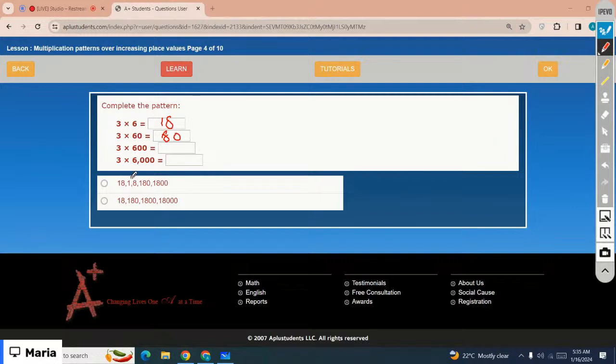So that would be 3 times 6 is 18 and you need to add two zeros. Then you have 6 times 3 is 18 and then you have three zeros. So option number 2 is the correct option. That is 18, 180, 1800 and 18,000. The second one is the correct option. Got it? Option number 2 is the correct option.